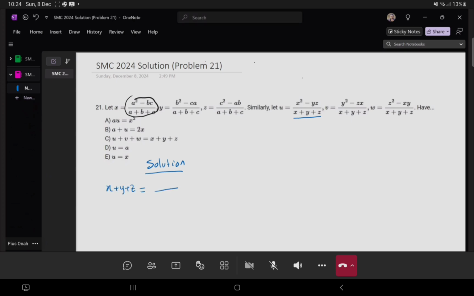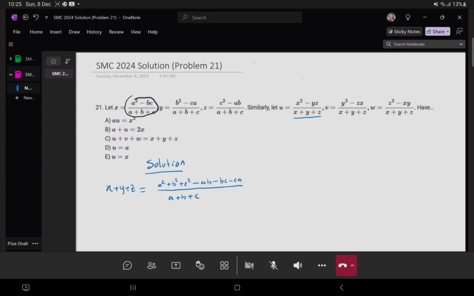Okay. So we have the same LCM, like the same denominator. So the LCM is just a plus b plus c. So here we just have to add the numerators. Now I'm going to write it in this form, just for symmetry. Okay. So we have this.